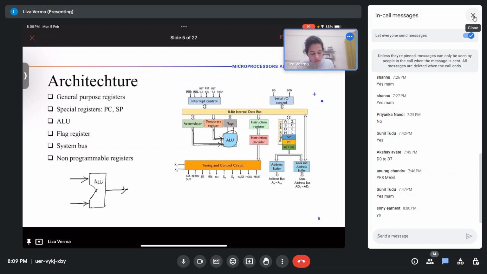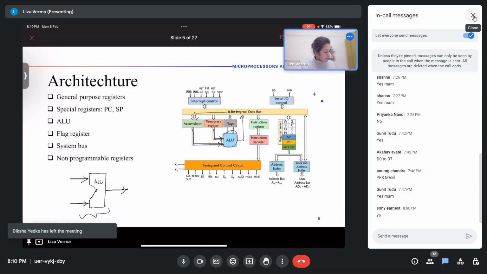The ALU will give the data to this, and from here it will go to the accumulator or wherever you want to store the data. So generally this shape is used. Here it is square, which is okay if you remember the arrows. So yeah, this is the arithmetic logic unit.